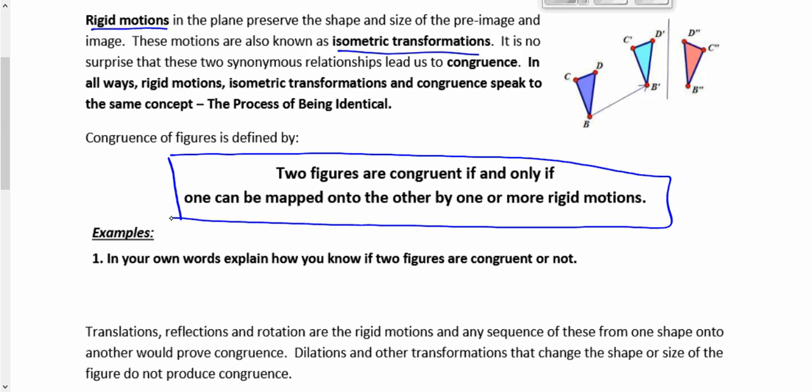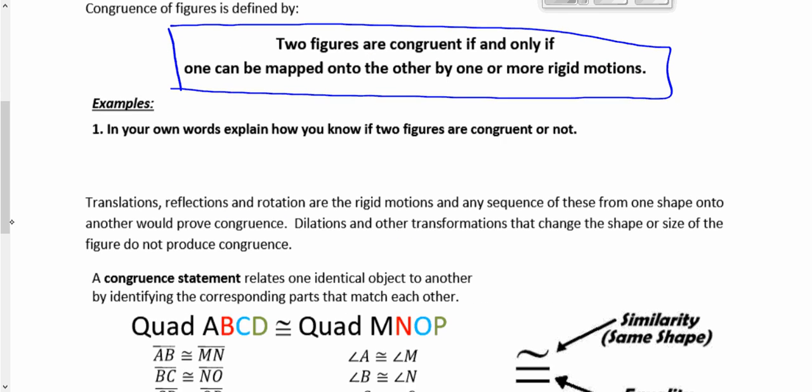Later on, we will get to the distinction between congruence and equals, okay? There is a difference mathematically between congruence and equals. But right now, we'll just talk about congruence. So in your own words, how would you know if two figures are congruent or not? What would you say? I'll get you started. They're exactly the same size and shape. There you go.